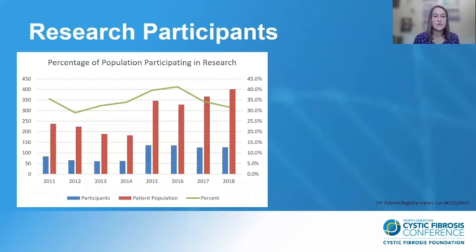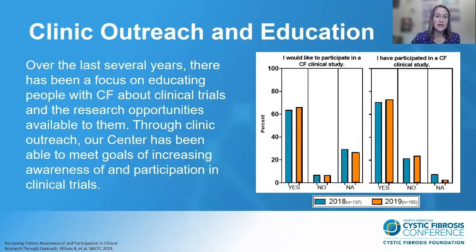This study load makes the topic of co-enrollment very relevant to our research team. With all of these studies, we need to ensure that we have enough potential subjects. On average, 35% of our patient population participates in some type of research each year. After peaking in 2016 with a high of over 40% of our patient population participating, we started to see a decline in subjects participating in research.